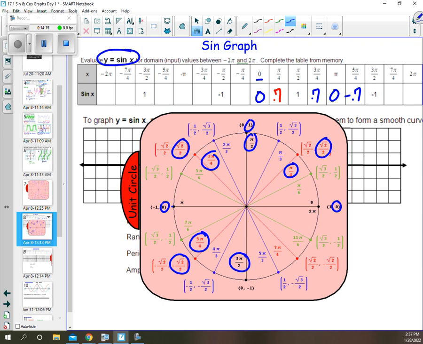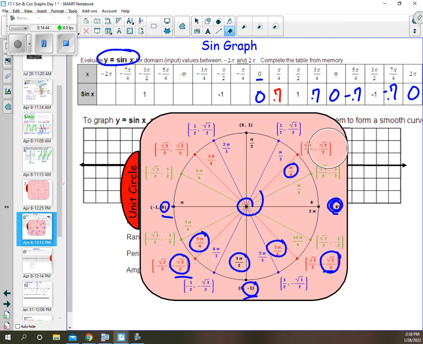3 pi over 2, we're down here at negative 1. That's in the table. 7 pi over 4, again, we're down there at negative 0.7. And then at 2 pi, we're all the way back around to 0. Now, if you keep going, if I went around the circle all the way once and then kept going, wouldn't I get to the same values again as I went around the circle again? And that's the whole idea of a periodic function, that we keep cycling through the same set of numbers.